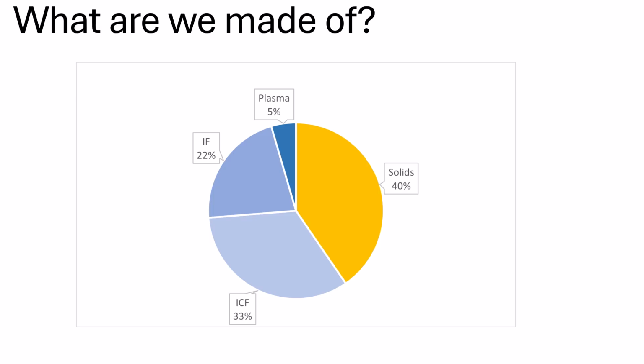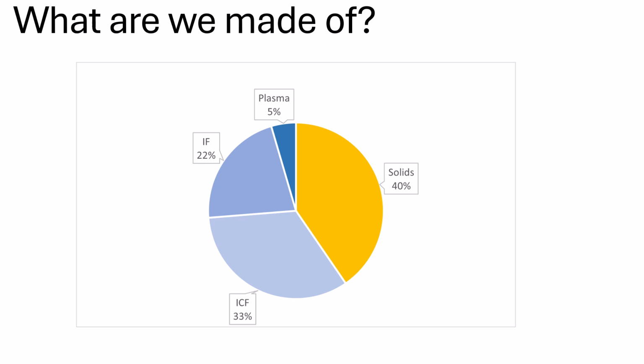The largest share, 33%, is found inside of our cells, and that's the intracellular fluid, or the ICF. This fluid is essential for cellular environment. It supports chemical reactions in cells and it helps cells maintain their structure.